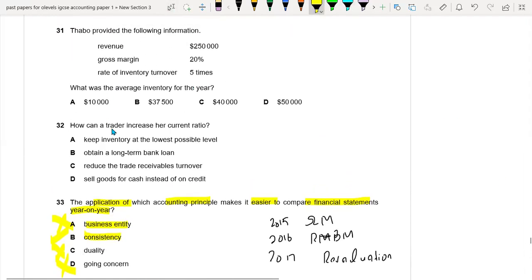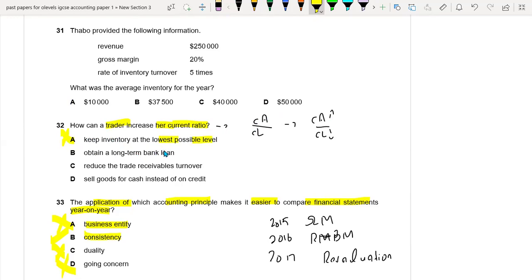Question number 32. How can a trader increase her current ratio? Keep inventory at the lowest possible level. If the inventory is at the lowest possible level, we know the formula we are following is current assets divided by current liabilities. So if we want to increase our current ratio, we have to increase the current assets and decrease the current liabilities. So this is not the option, because if we keep the inventory at the lowest possible level, it means that you are decreasing your current assets.